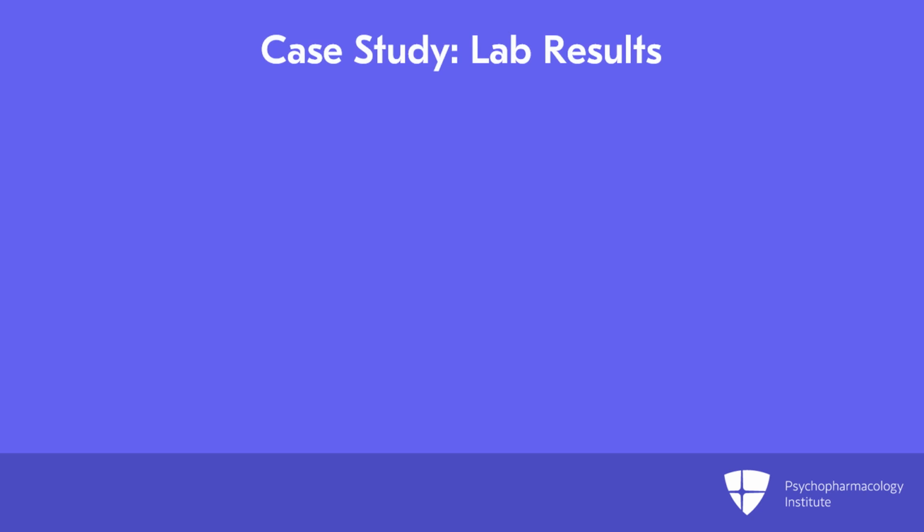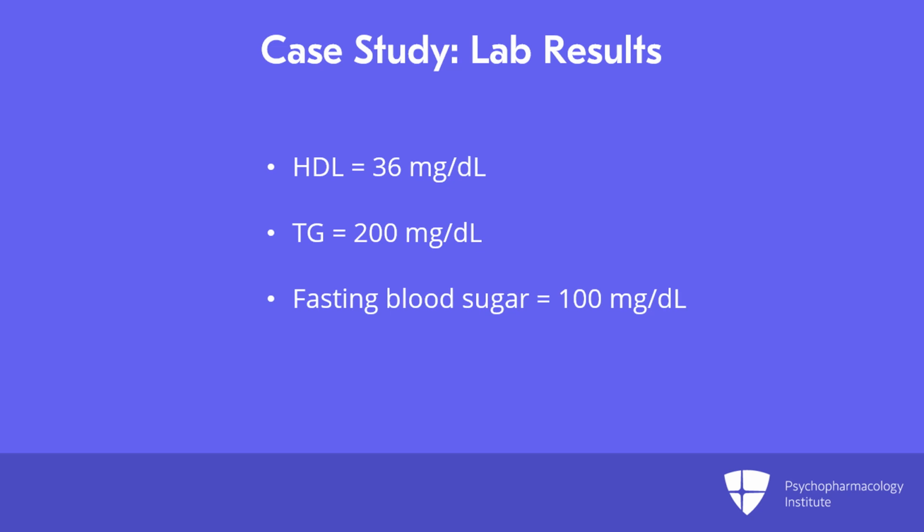So you get Gary C.'s labs back, and what you see is that his HDL is 36, his triglycerides are 200 milligrams per deciliter, and his fasting blood sugar is 100. So here is my next set of questions for you. Does Gary C. meet criteria for the metabolic syndrome? How many of the 5 criteria have to be met? And what are the cut points for the 5 criteria? So here I'd like you to pause for a minute and see what you can recall on your own.